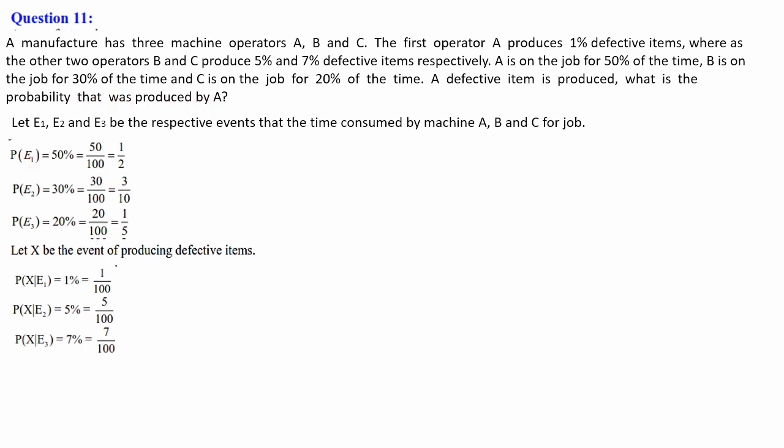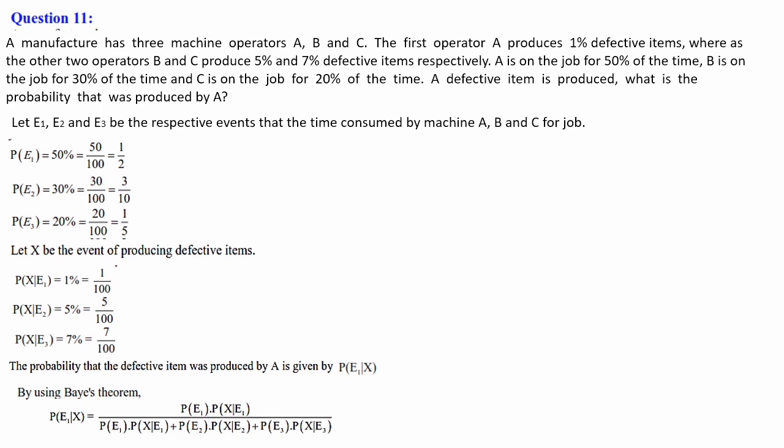So E1 given X we have to calculate. So the probability that the defective item was produced by A is given by probability of E1 given X. So probability of E1 given X is equal to, by Bayes theorem, P of E1 into P of X given E1 divided by the sum of the three probabilities. P of E1 into P of X given E1 plus P of E2 into P of X given E2 plus P of E3 into X given E3.